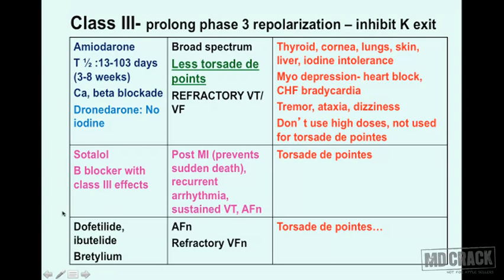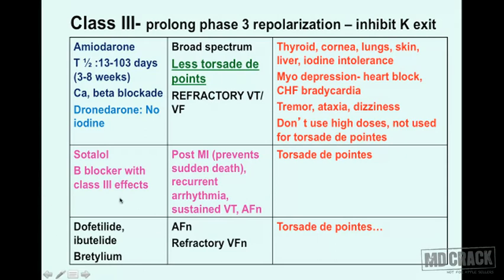The next agent on the list is sotalol, and I hope you remember sotalol appeared at 2 places. One place is class 2 because it's a beta blocker, and it also has class 3 effects, and this is why sotalol is here in class 3. Sotalol is useful to prevent sudden death due to arrhythmia after myocardial infarction. It's useful for recurrent arrhythmias, sustained ventricular tachycardia and atrial fibrillation. But the last column says there is a susceptibility for Torsade de Pointes arrhythmia.